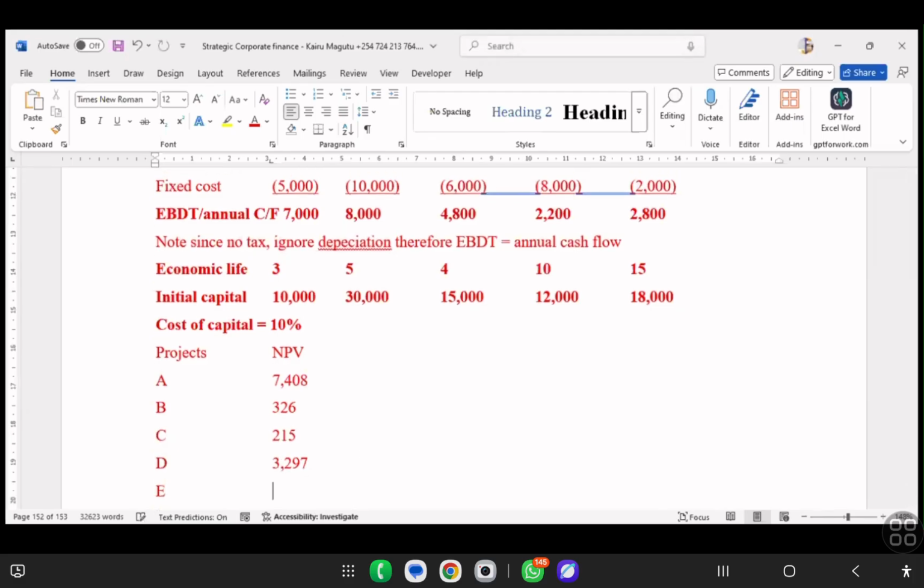Is it D or E? I think 3297 is E. So D is how much? Is D 1518? Someone has given 1518.